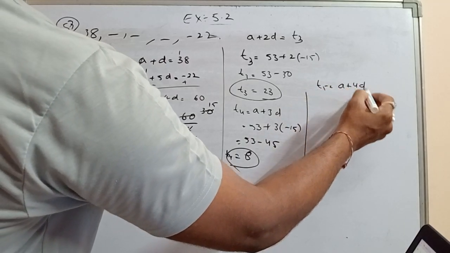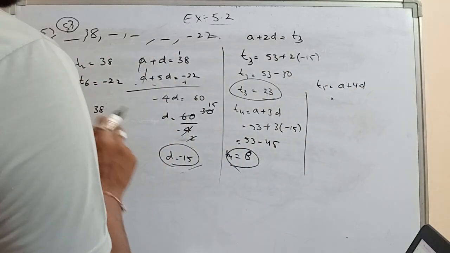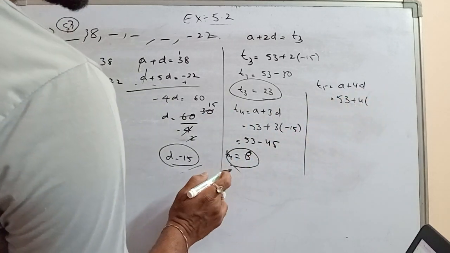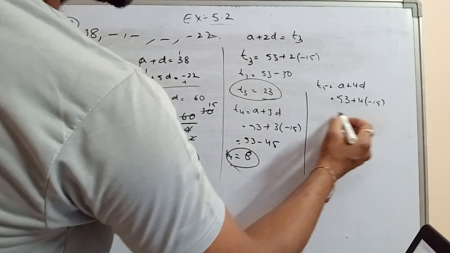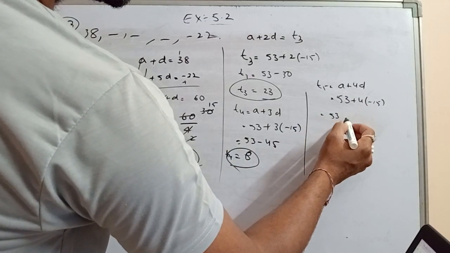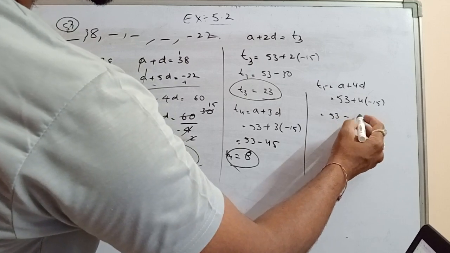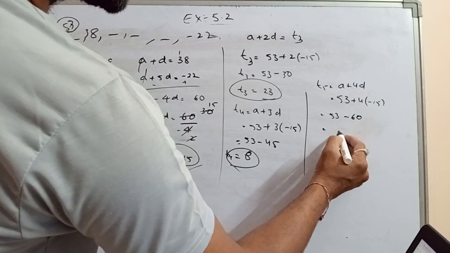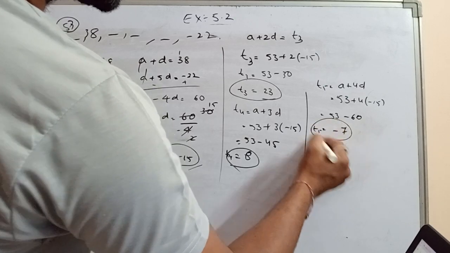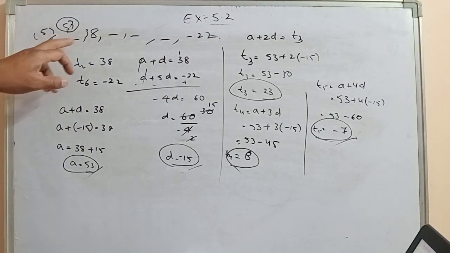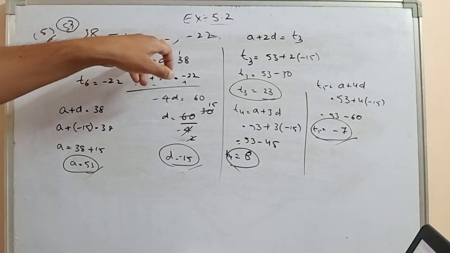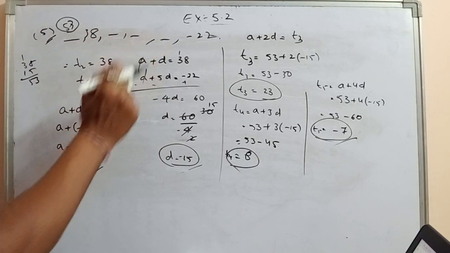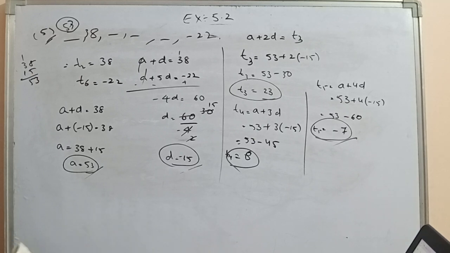In the same way T5 is a plus 4d. What is the value of a again? 53 plus 4 into the value of d, which is minus 15. So 53 minus 60 is minus 7. T5 will be minus 7. So we got T1, T2, T3, T4, T5.